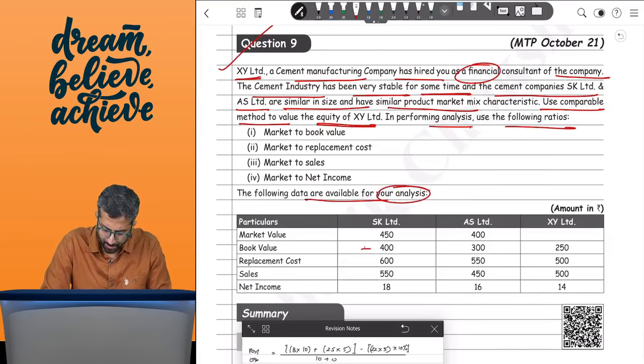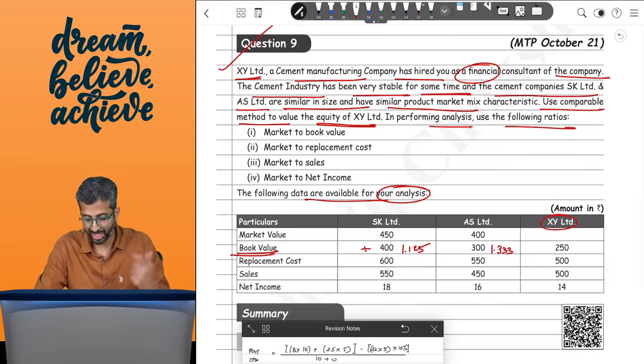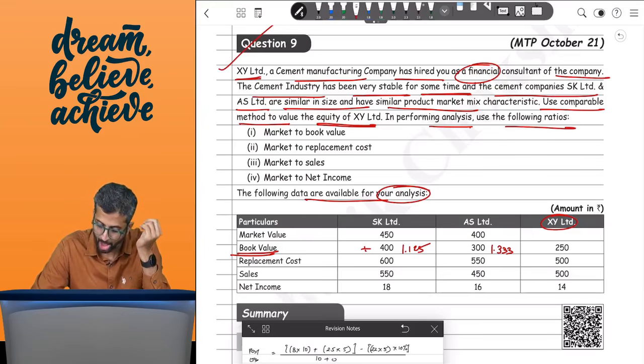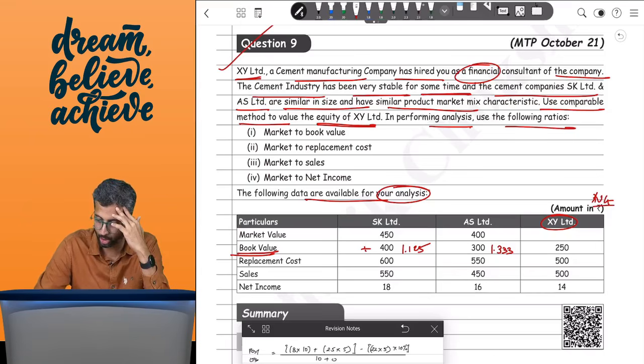So for SK, market to book value comes to 450 divided by 400, that is 1.125. For AS, this is 400 divided by 300, which comes to 1.333. But for XY Limited, I have 250 as the book value. In the market, SK has a value of 1.125 times its book value, and AS has a value of 1.33 times its book value. So if I take the average industry multiple, this is 1.125 plus 1.333 divided by 2.